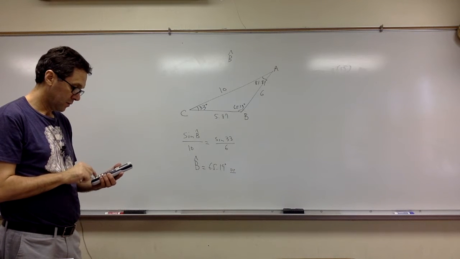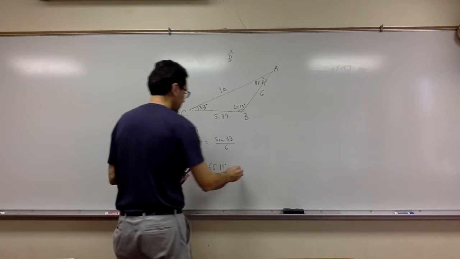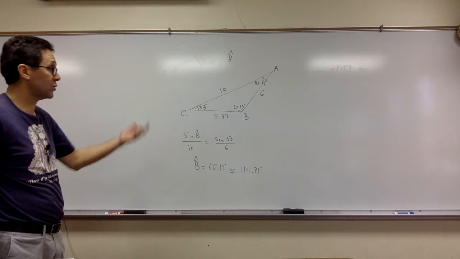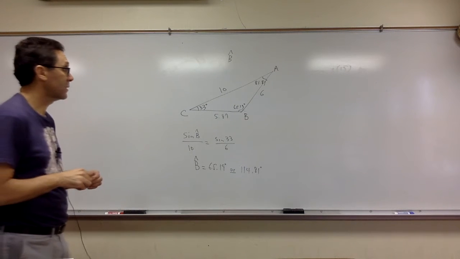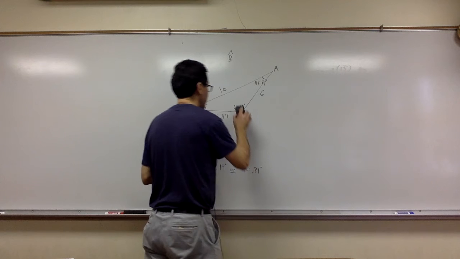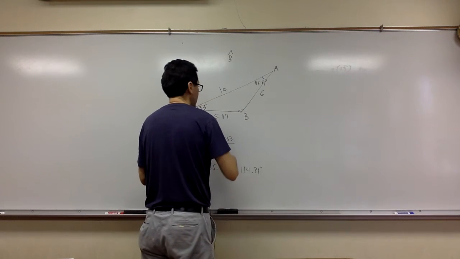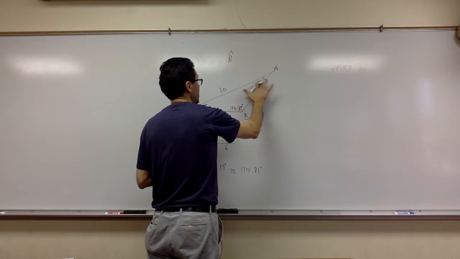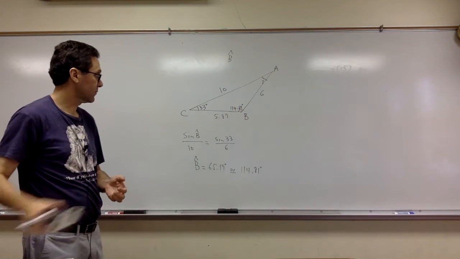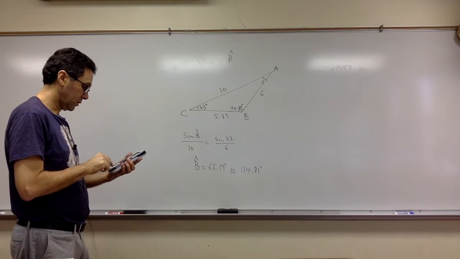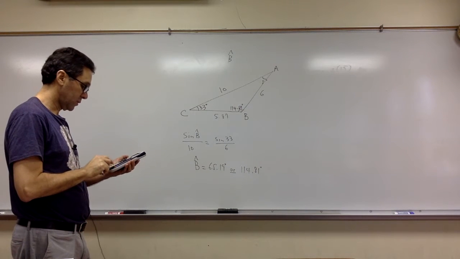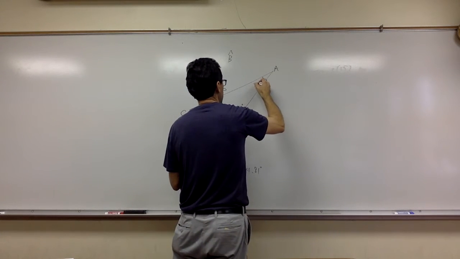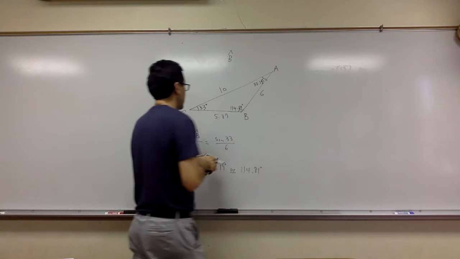So 180 minus 65.19, so it's 114.81. Whenever you're using law of sines, you have to go back to the triangle and make sure that the triangle makes some sense. So now we have to fix this. We're going to make this 114.81, and this is going to change also. It's going to be 114.81 plus 33 minus 180. So this is going to be 32.19. This should check out okay.